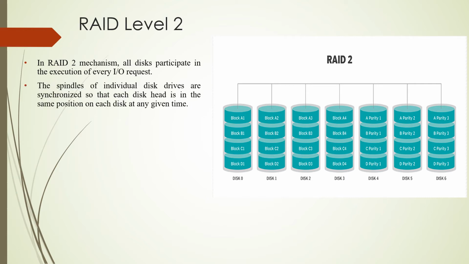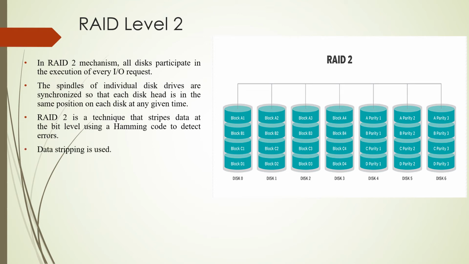The spindles of individual disk drives are synchronized so that each disk head is in the same position on each disk at any given time. RAID 2 is a technique that stripes data at the bit level using the Hamming code to detect errors. A data striping mechanism is used, and the error correcting code is calculated and stored along with the data in a dedicated disk that we call a parity disk.